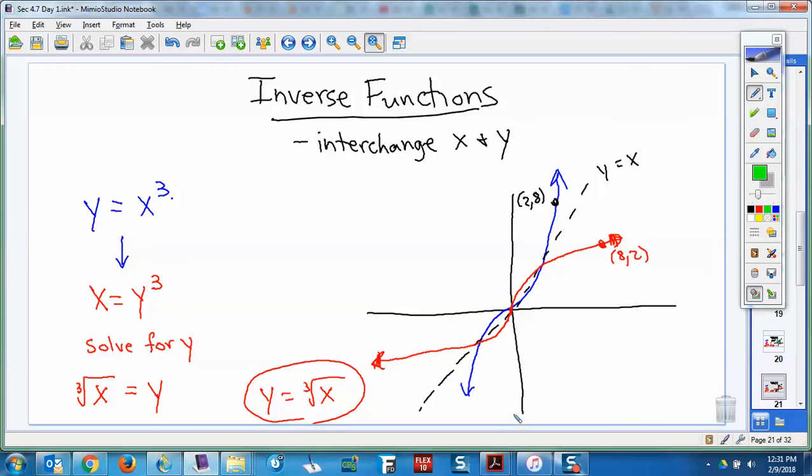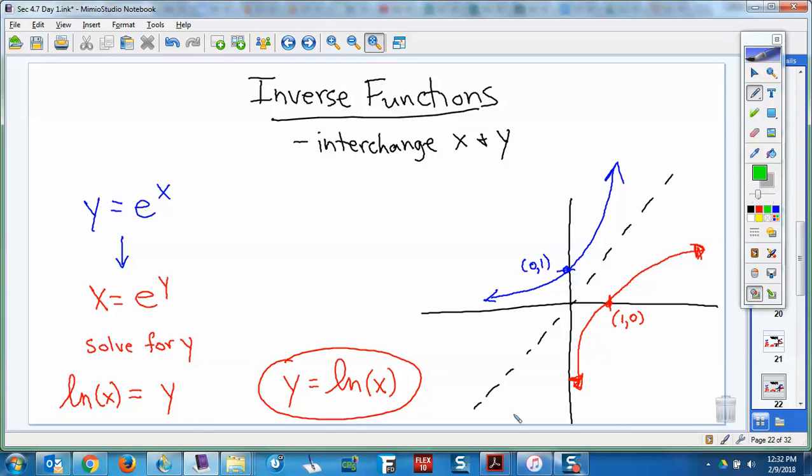Here's another one. You don't have to write this one down, but here's y equals x cubed. Interchange the x and y, solve for y, and you get the cube root of x. The red graph is the cube root of x, but the blue graph is one-to-one. The graph of x cubed passes both the vertical and horizontal line tests, so there's no problem. When we flip it, the cube root of x graph is going to be a function, not a problem.